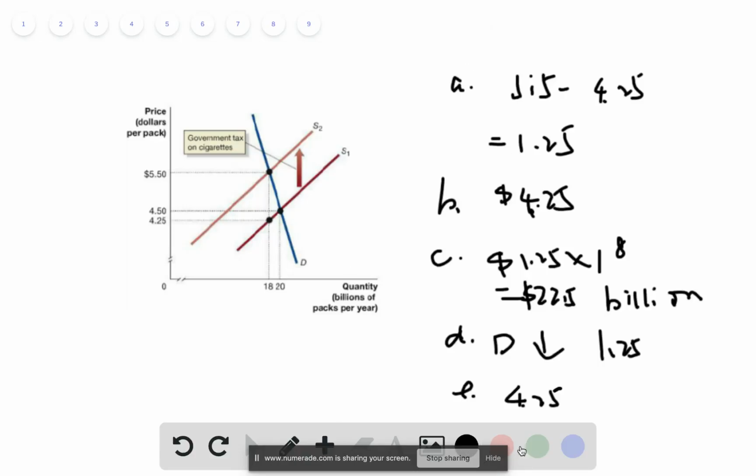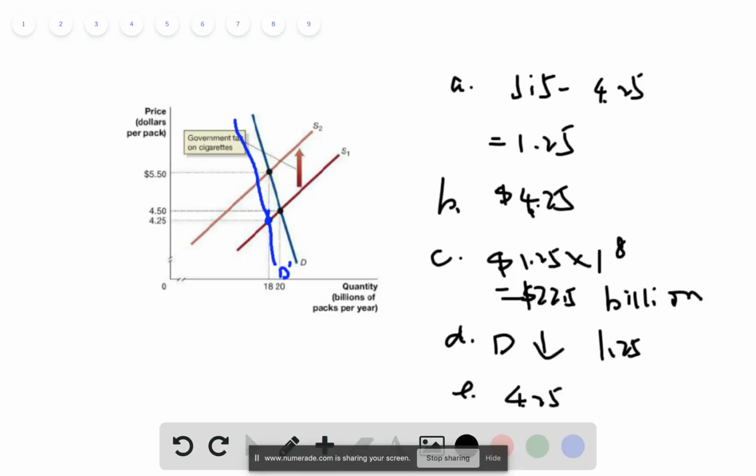So I can draw a graph for you, but it might not be that clear. So in this case, the demand curve is now here, and the amount of shifting down is still 1.25. So in this case, you need to find the new equilibrium of the new demand curve and the supply curve. It should be this point here. So the amount that the buyer needs to pay is 4.25. Okay, so that is the intersection of S1 and D prime.